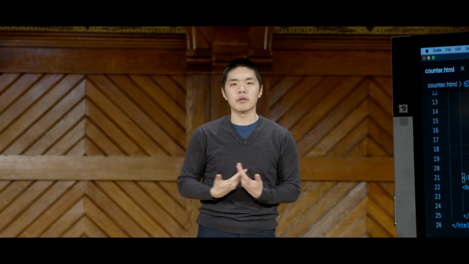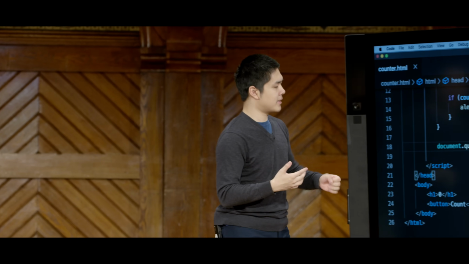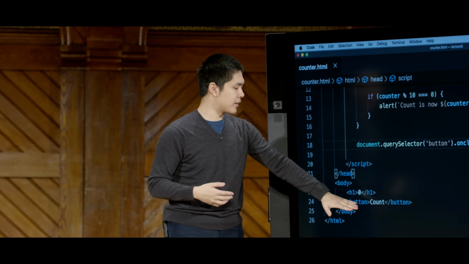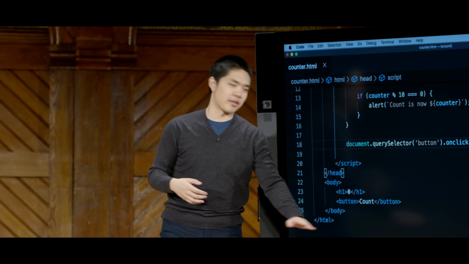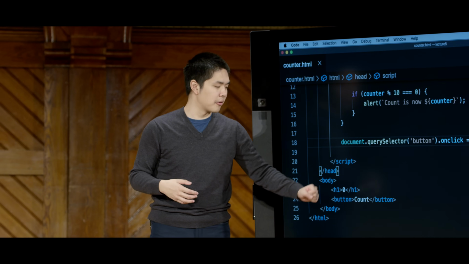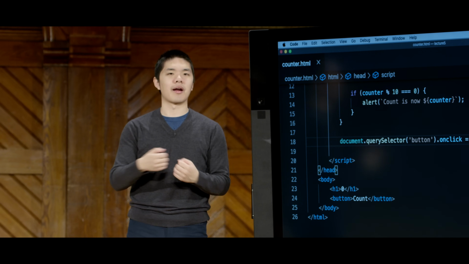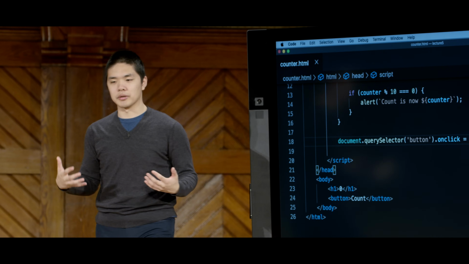Well, it turns out there are a couple of strategies we could use. One would be take the script tag and go ahead and just move it to the bottom section of the body, so that after we've already defined the button that says count, then we have the script tag that then says, all right, go ahead and now find the button, and now we'll be able to find it.